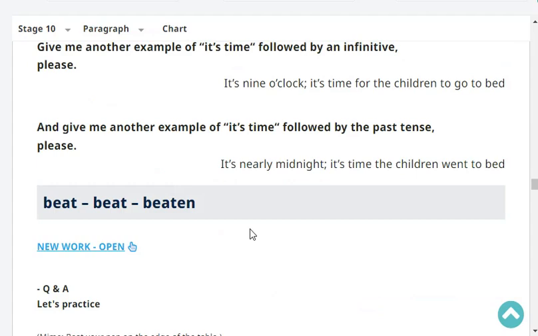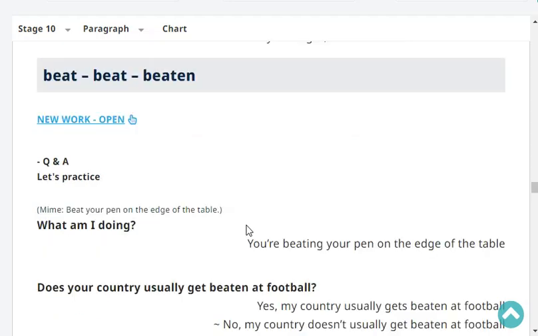And give me another example of it's time followed by the past tense, please. It's nearly midnight. It's time the children went to bed. Very good.